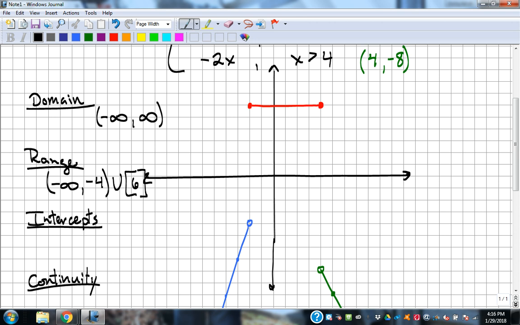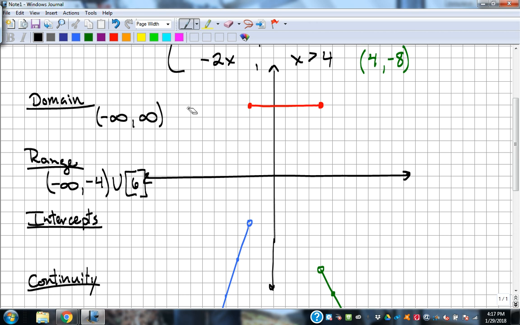Yes, sir. On the test, a lot of the time when it was asking for a domain, it would say something like all real numbers. That's the same thing as negative infinity to positive infinity. Those are the same thing. All real numbers and that are the exact same thing. Good question.